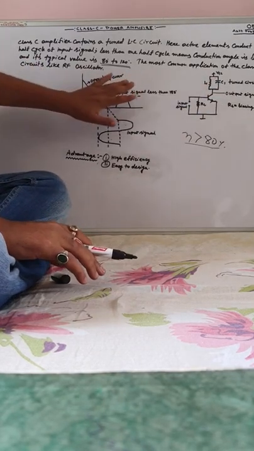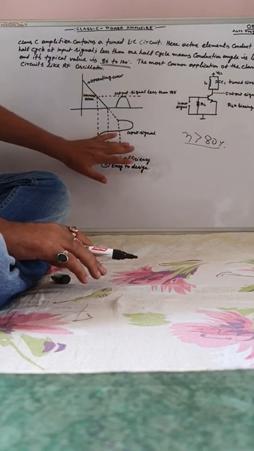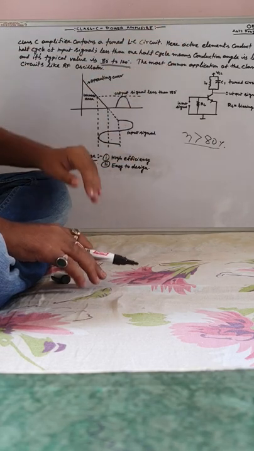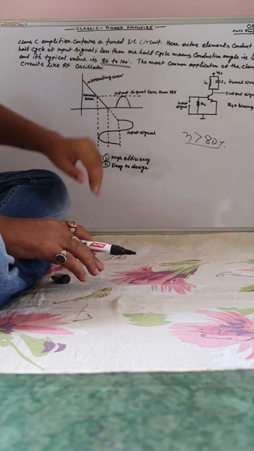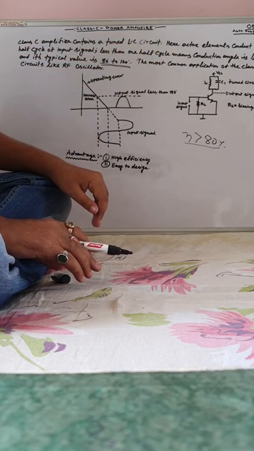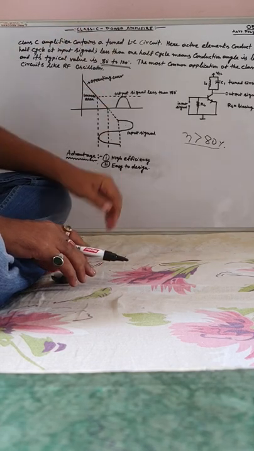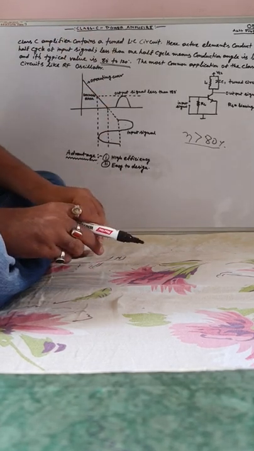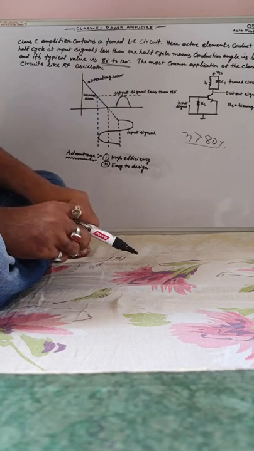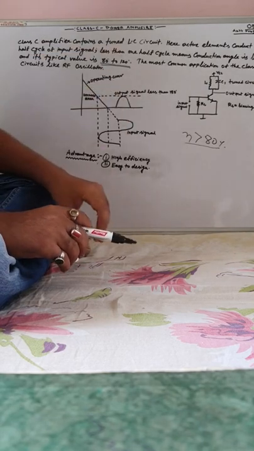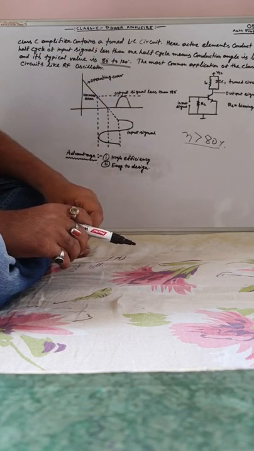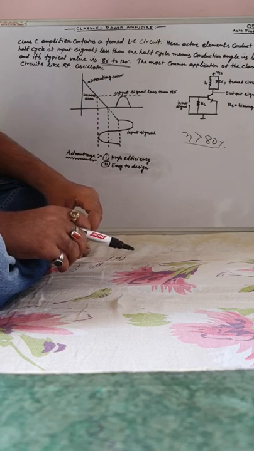Remember this circuit, this output curve, the advantages and the conduction angle. Typically you should remember the actual conduction angle. Don't just remember that the conduction angle is less than 180 degrees; remember the typical value. It may come in the examination: what is the actual conduction angle of a class C amplifier? So you say the actual range of conduction angle is typically 80 degrees to 120 degrees, which is less than half cycle, or less than 180 degrees.